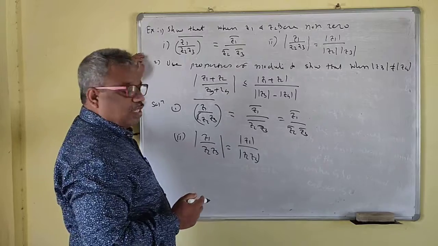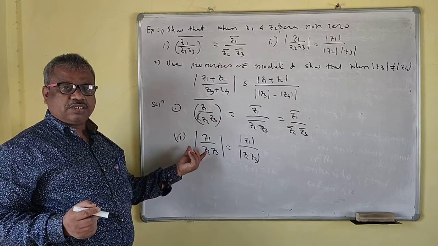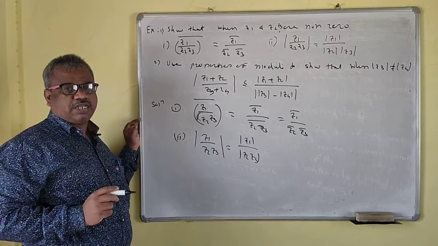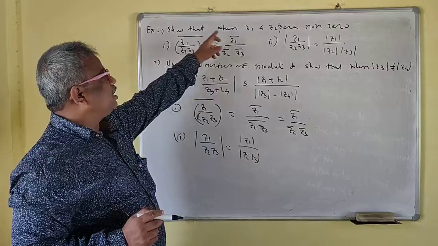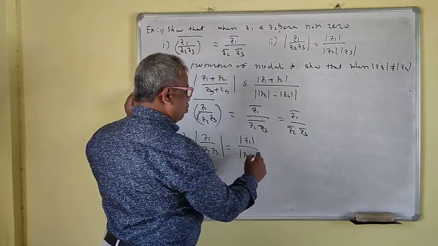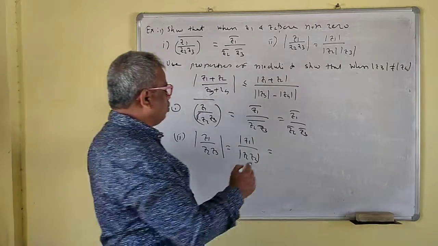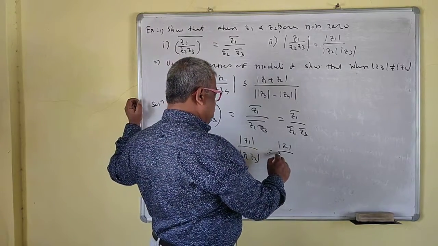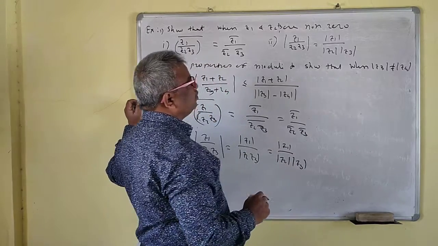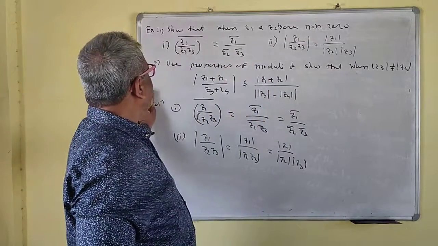Because if one of them is zero, then your denominator may be zero, and if the denominator is zero, then everything is undefined, right? So that means both Z2 and Z3 should not be zero. So read this as Z2 and Z3 are non-zero. Now we know that the mod of Z1, Z2 is the same as mod of Z1 into mod of Z2. So this is mod of Z1 upon mod of Z2, mod of Z3. Very simple. So I have proved the first two.